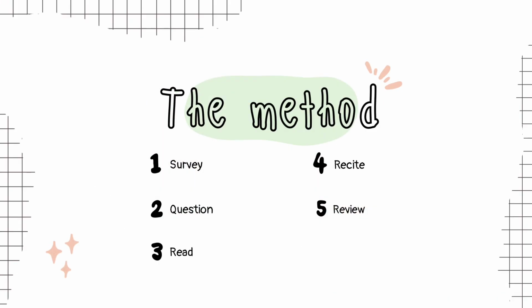The SQ3R study method derives its name as an acronym for the 5 steps of the system. The steps are in order of survey, question, read, recite, and review.